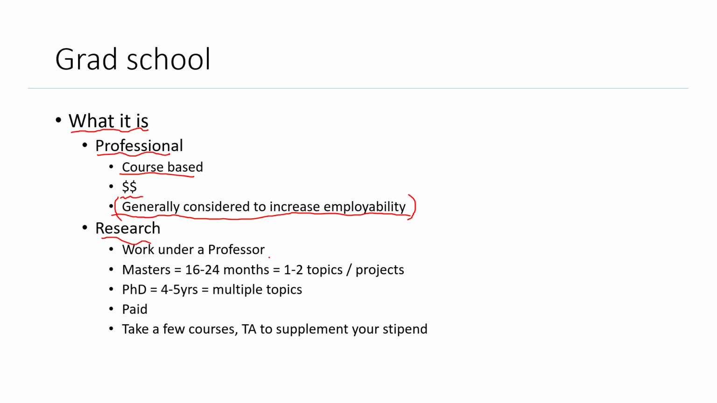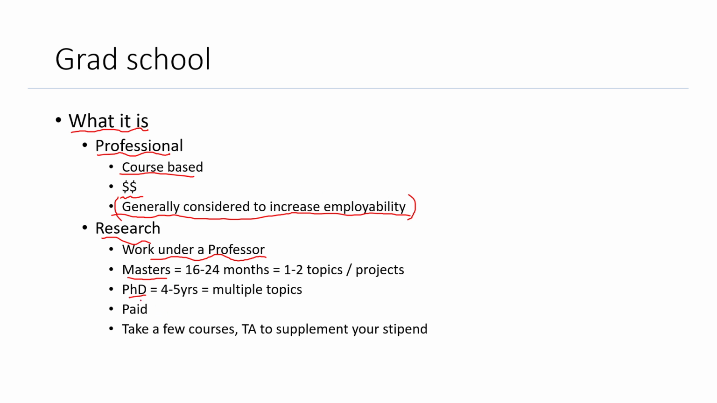Research, however, is a different kind of grad school. You work under a professor pursuing a project of your shared interest. And so depending on if you do a master's or a PhD, the length differs. So in a master's, you're typically there for under 2 years, and that allows you to cover 1 to 2 topics. And you write a thesis for publication, whereas that's not necessarily a goal in professional.